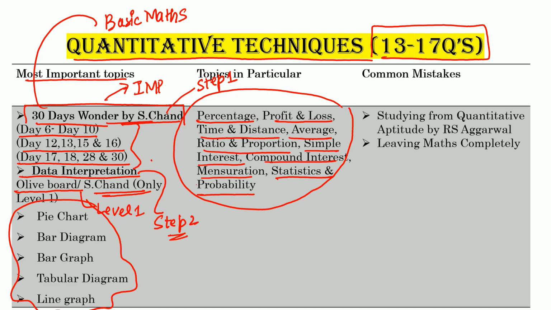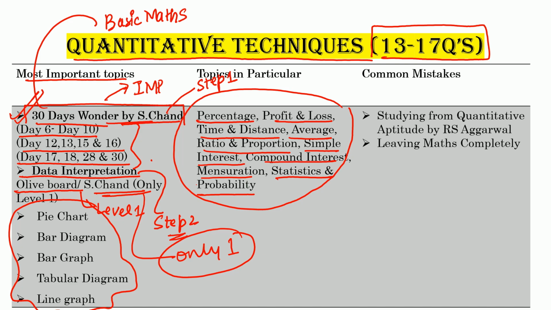Now you will say earlier you were telling olive board, now you have come up with S. Chand's book. That's because olive board is expensive. Data interpretation by olive board is an expensive book, so I wanted to come up with a less expensive book which is in your budget. S. Chand is for 225, and the complete guide for DI and data sufficiency by olive board is on the higher side, around 500. So that is why I'm giving you only one book for data interpretation. You do not have to buy both the books, and 30 Days Wonder by S. Chand for your maths.